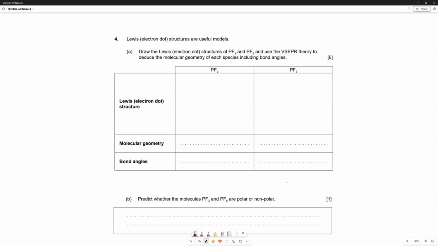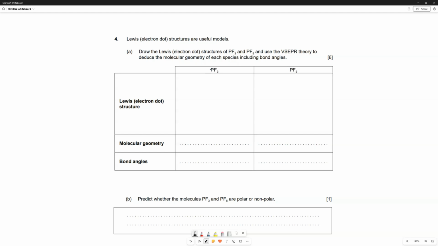This is question 4 from the November 2017 chemistry HL paper. The question gives us two compounds, phosphorus trifluoride and phosphorus pentafluoride, and we are asked to draw the Lewis structure and write down the molecular geometry and bond angles for both the compounds.